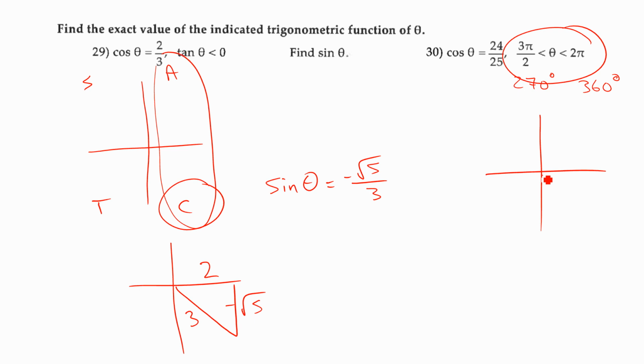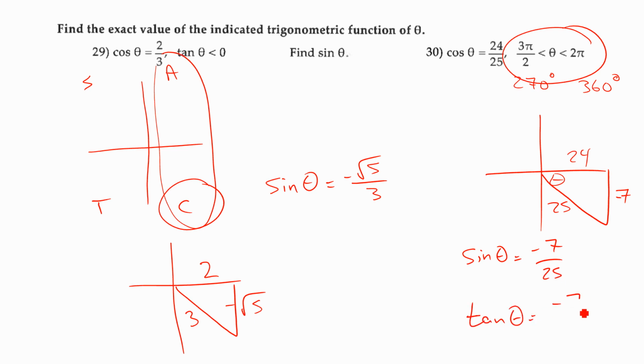So in quadrant 4, draw a triangle. Cosine is 24 over 25, which means that's a Pythagorean triple, 7, 24, 25. And what do we need to figure out in here? It got cut off. I'm not sure what we would have to do. But if we were doing sine, it would be negative 7 over 25. If we were doing tangent, it would be negative 7 over 24. We can go from there.